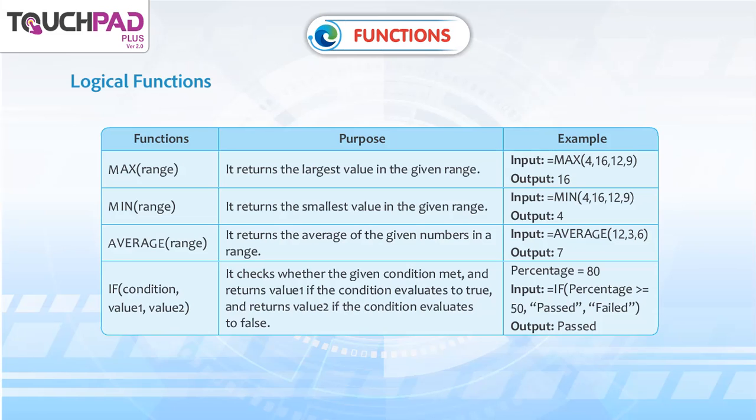Input: =AVERAGE(12, 3, 6). Output: 7. IF(condition, value1, value2). It checks whether the given condition is met and returns value1 if the condition evaluates to true and returns value2 if the condition evaluates to false. Percentage equals 80. Input: =IF(percentage>=50, "Passed", "Failed"). Output: Passed.